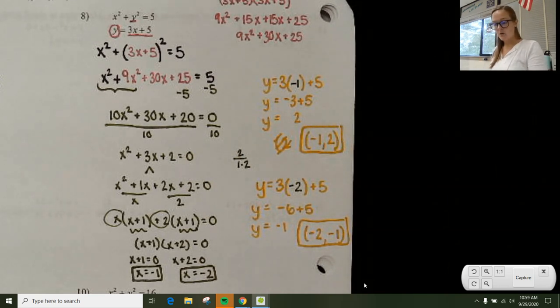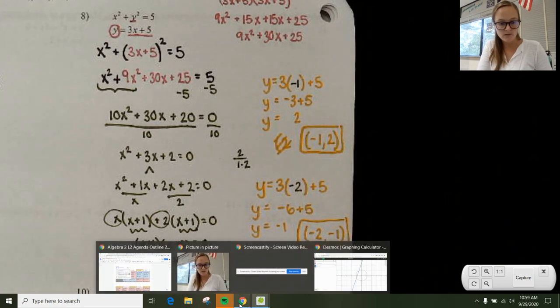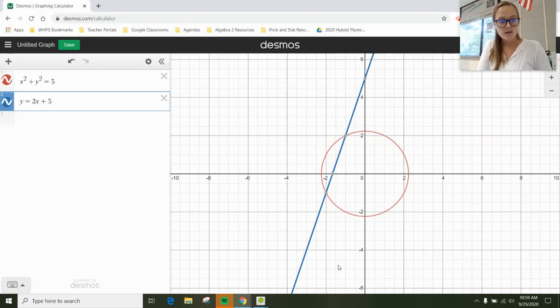All right, so I just want to show you the visual of this on Desmos so you can really solidify your knowledge. Here is the picture. So notice x squared plus y squared equals 5. That's actually this circle right here. And then y equals 3x plus 5 is right here on the blue line. And there are my two solutions.